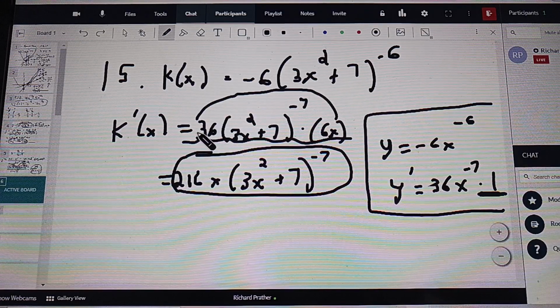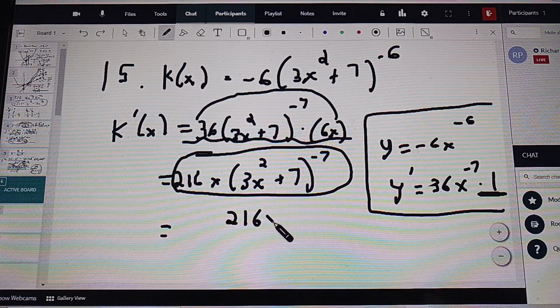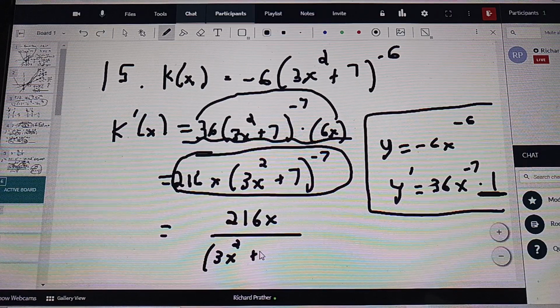216x looks better than a 36 and a 6x. The 6 and the 36 can go together. You could alternatively put the negative exponent in the denominator, but that's usually not necessary either. If I was going to be plugging x's in, like I was going to do k prime of 7 or something, then it would be better to do this. So that's why it's good to know that that's a possibility, and they would accept this answer too.